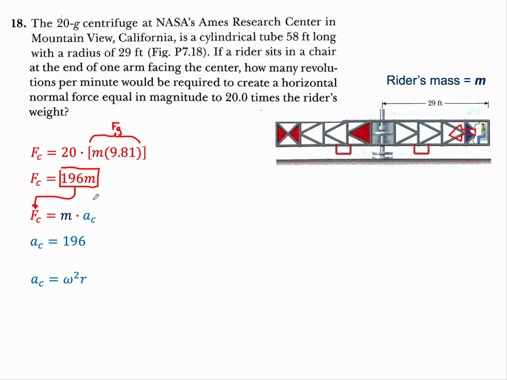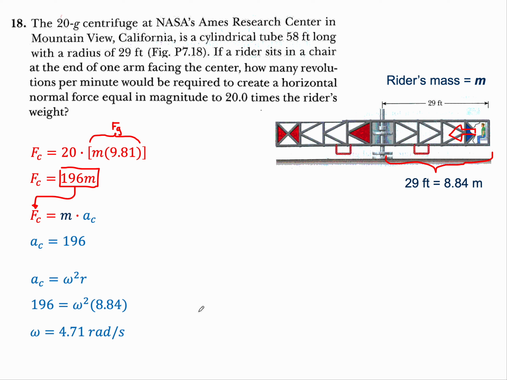We're looking for revolutions per minute, which is sort of like an angular velocity. So out of all the equations, I'm going to use omega squared r for centripetal acceleration. Yes, I know there's other ones, but I think this one's going to make it easiest on us. And one last thing here, we need to convert the 29 feet going from here to here into meters. And it's about 8.84 meters, so I can plug that in down here. Plugging in our numbers, we get the centripetal acceleration, 196, is equal to omega squared times the radius, 8.84. And solving for omega, we get that.